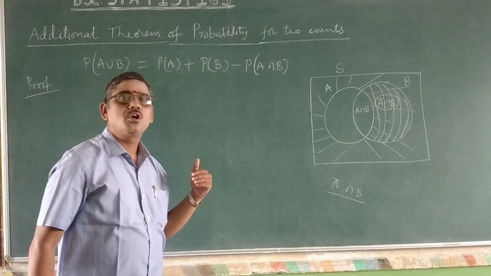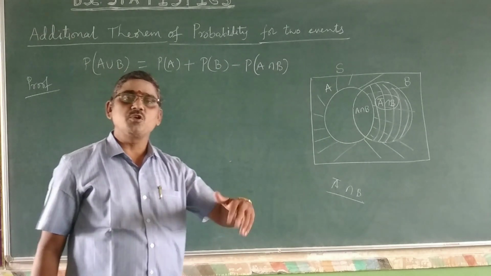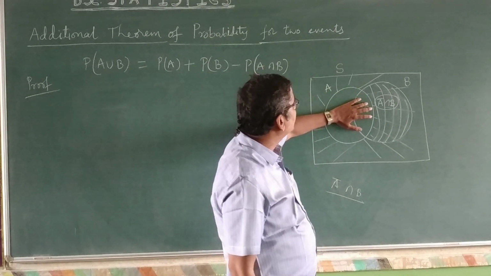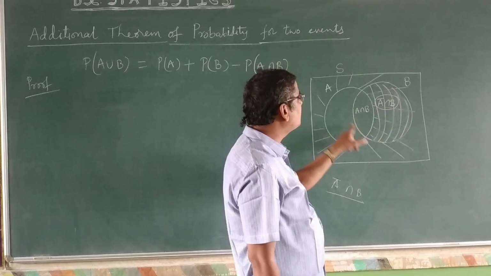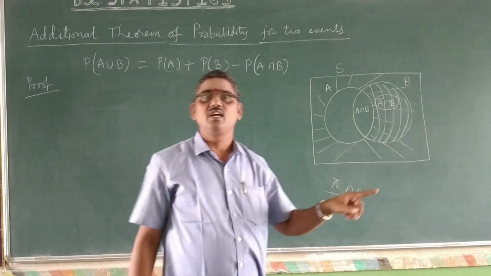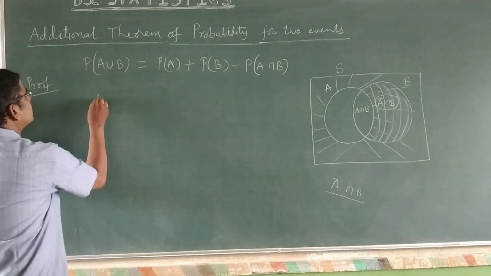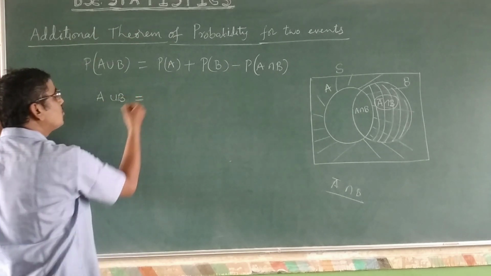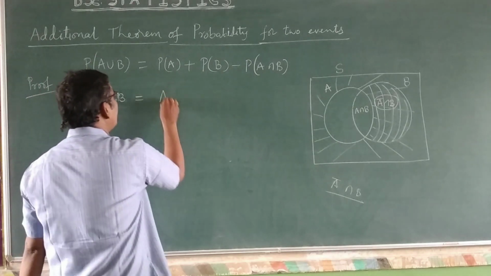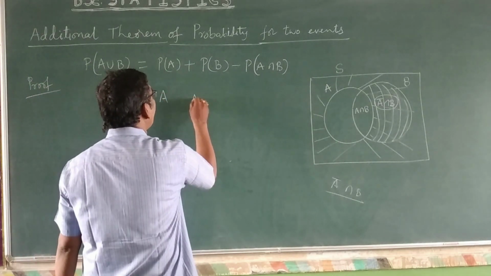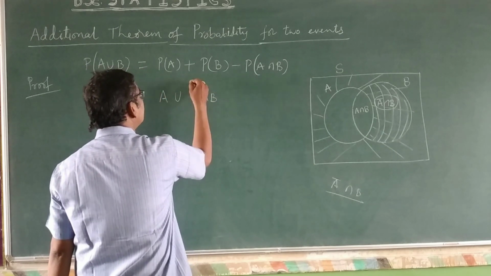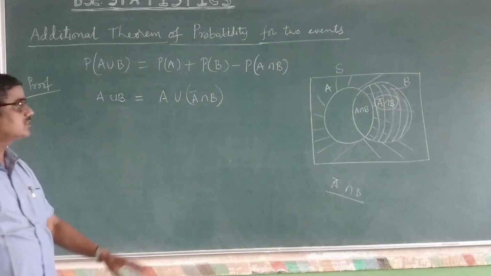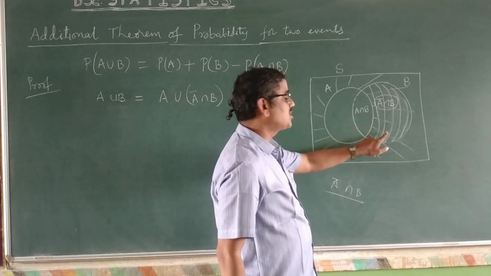Now I consider A union B. It is a union of two disjoint events: one is the entire A, and another one is A complement intersection B. Let us consider A union B as the union of two disjoint events, one A, another one A complement intersection B. If you take the union of these two sets, you will get A union B.